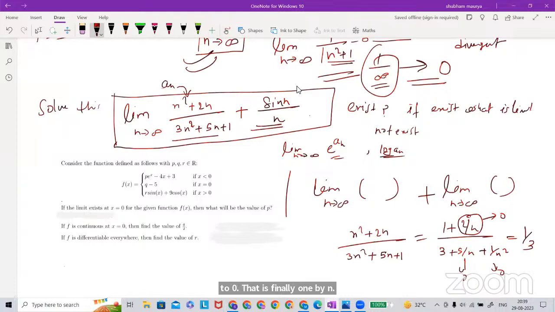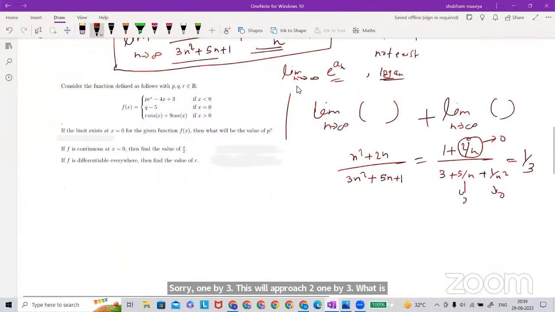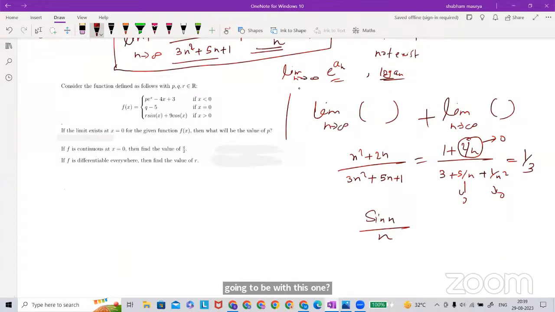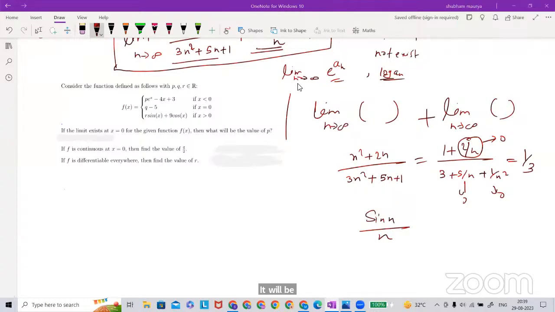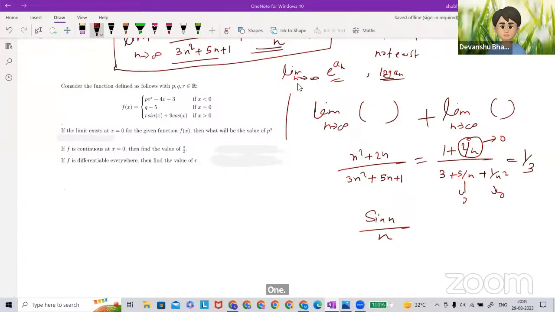What is going to be with this one? Sin n by n. It will be equal to 1. No, it will be 0. Why is it 0? Sir, because sine will vary between 1 and -1 and n will go to infinity. So the whole number will go to infinity. Yeah, I mean 0.